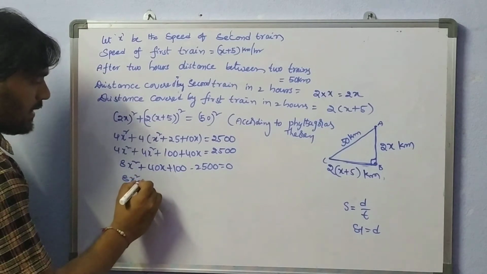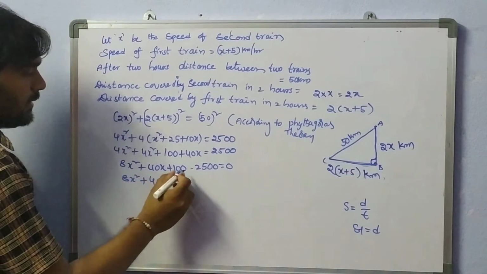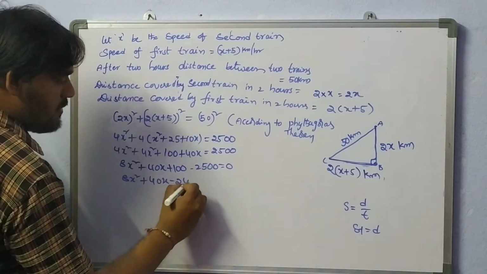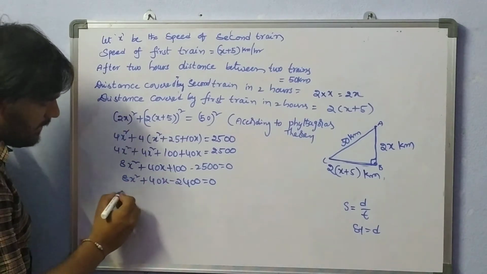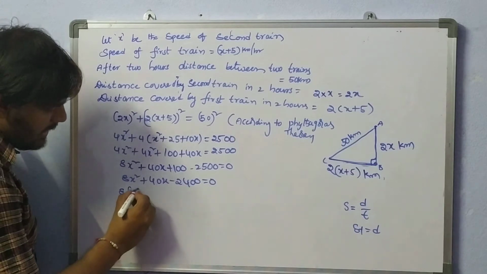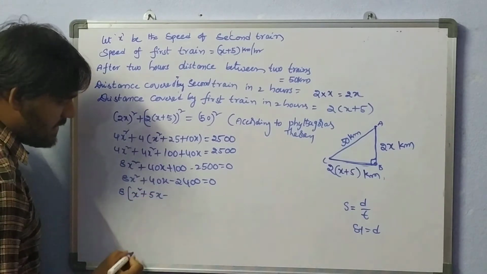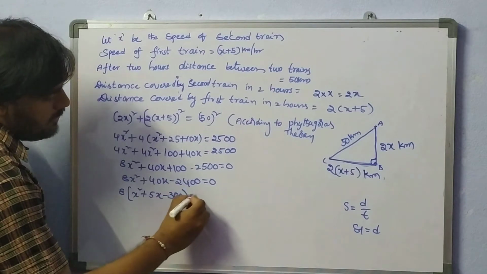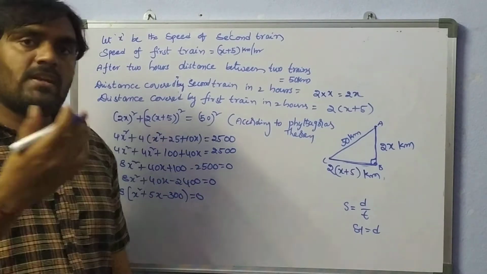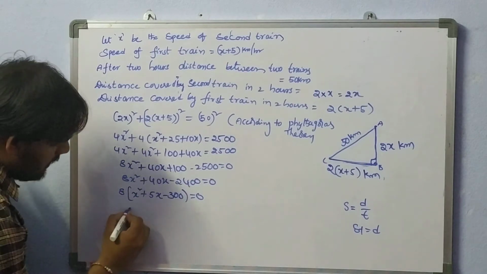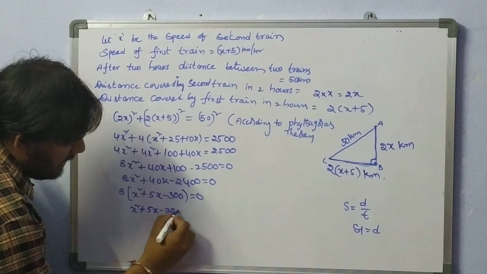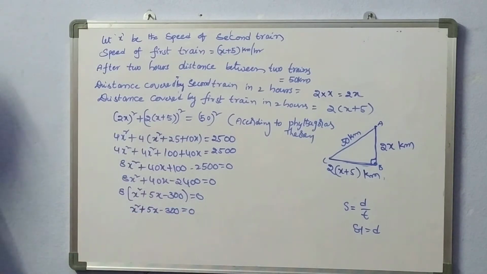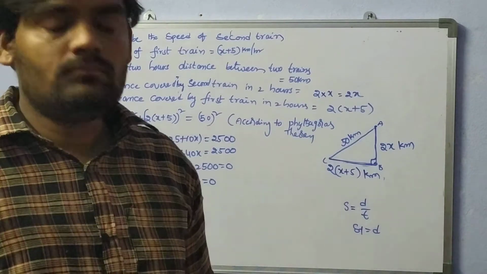Now 8x square plus 40x minus 2400 is equal to 0. From these three terms, we can take 8 as common. When you take 8 common, x square plus 5x minus 300 is equal to 0. Here 8 is multiplying, after the equal to, it will divide. So x square plus 5x minus 300 is equal to 0. Now it is in the form of a quadratic equation.